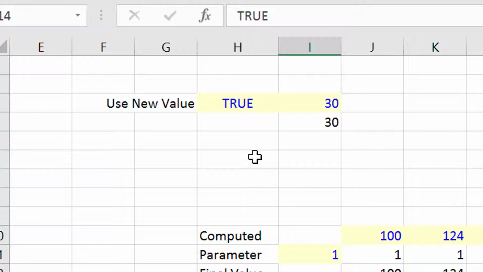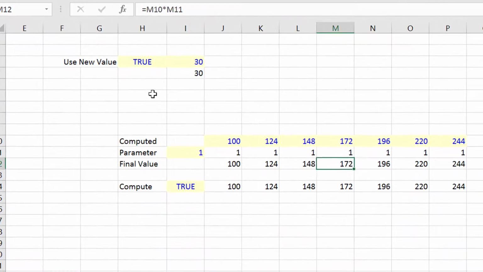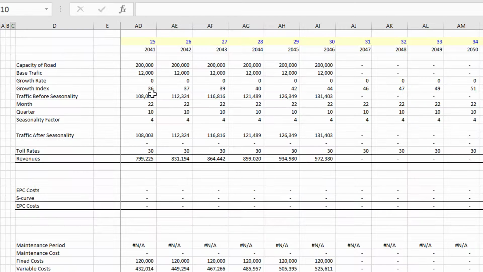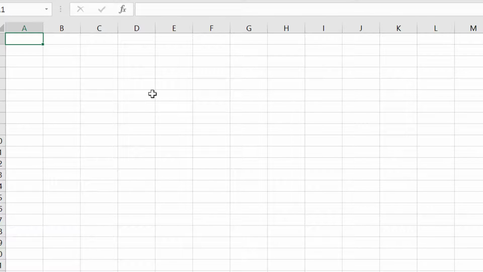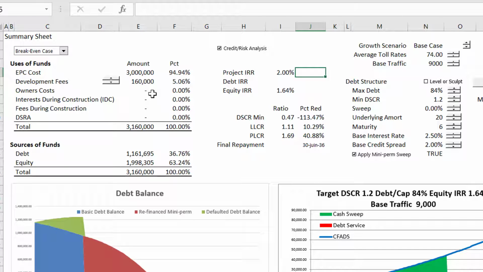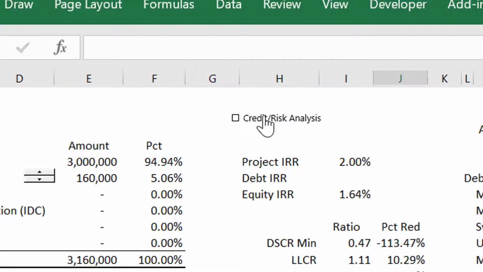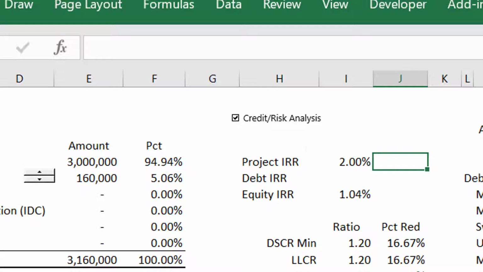If I put true here, it just says, okay, take the numbers. Now, there's a little function. Let's say I change this to 50, and then it changes it to 50. If I put false, I don't want to use the new value, and then I change this to 70. We've got like a flexible copy and paste special macro, and I'm going to try to show you how to do it. One of the hardest things here is to switch it from credit analysis to risk analysis. And I hope you understand the importance of this.